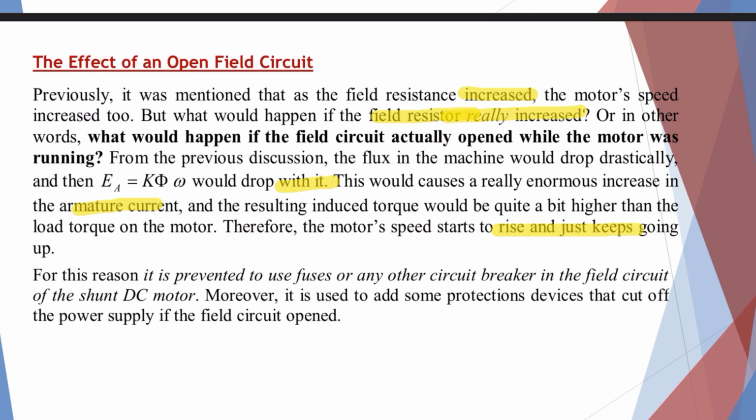For this reason, it is forbidden to use fuses or any other circuit breaker in the field circuit of a shunt DC motor. Moreover, protection devices are added that cut off the power supply if the field circuit opens.